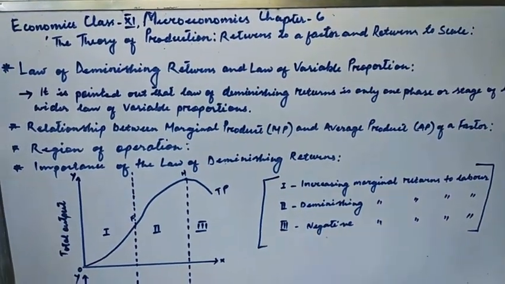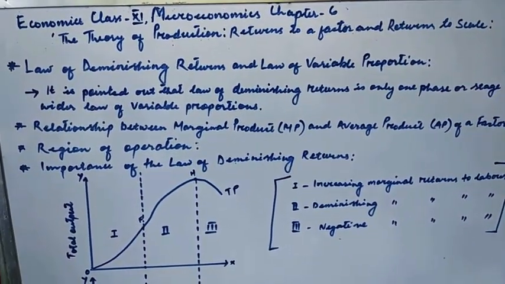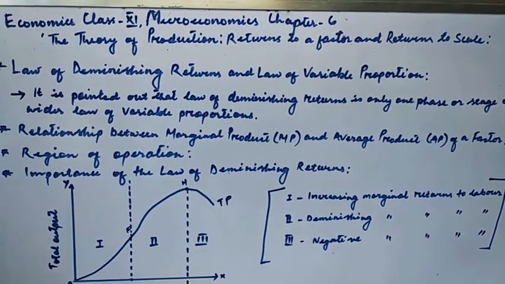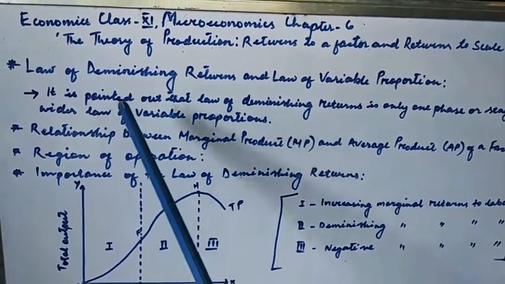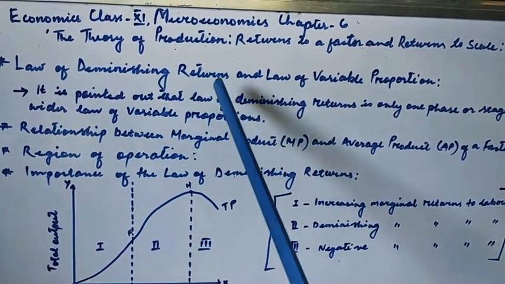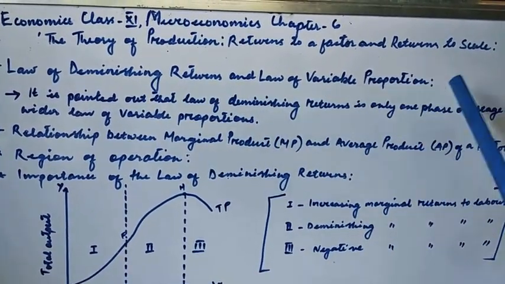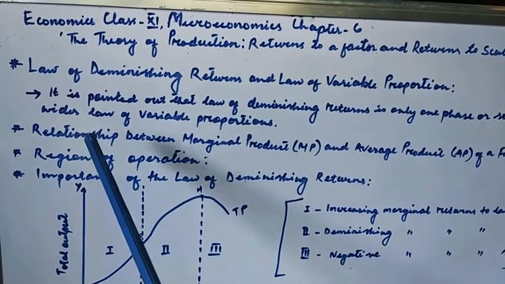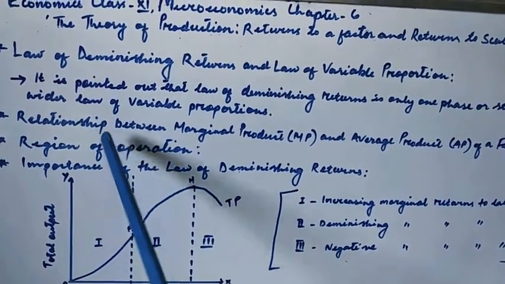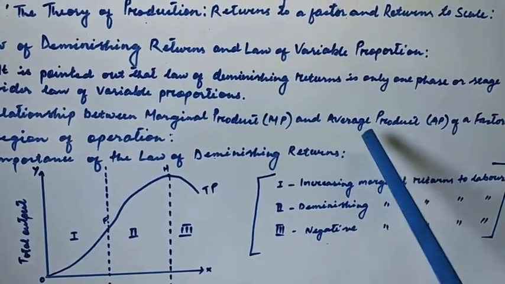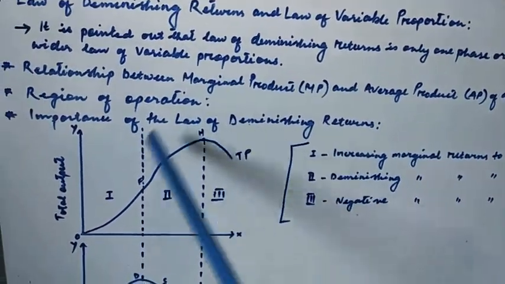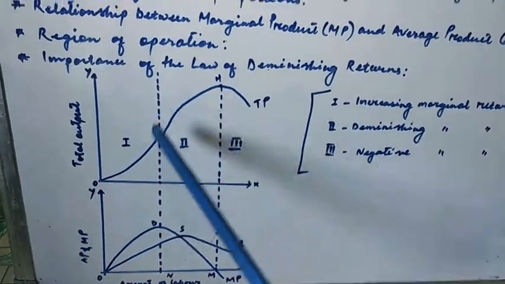Okay, so today we shall discuss the relationship, or whether there is any difference or similarities, between the law of diminishing returns and the law of variable proportion. And we shall also discuss the relationship between the marginal product and the average product of a factor with the help of this diagram.